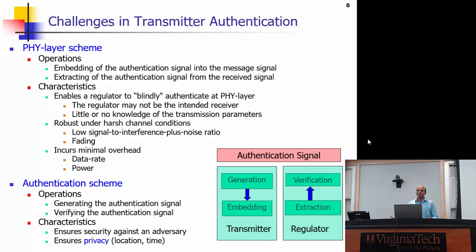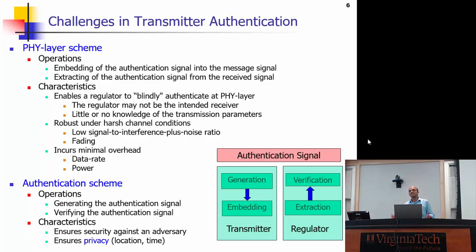So for example, a secondary transmitter is trying to send some message signal to a receiver. Now what it needs to do for enabling authentication in this scenario is to embed an authentication signal into its transmission so that it could be authenticated. So when we consider this idea of authentication signal, there are two processes that need to be done at the transmitter. The first one is the generation of the authentication signal, which means that you need to generate a sequence of particular bits which will identify the transmitter.